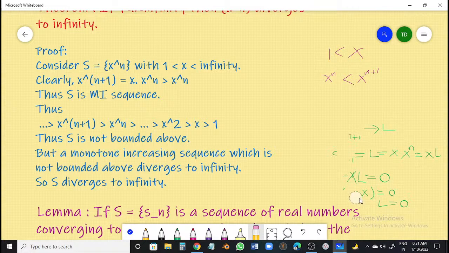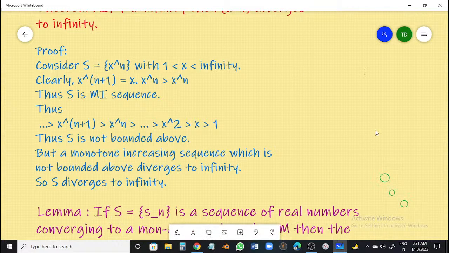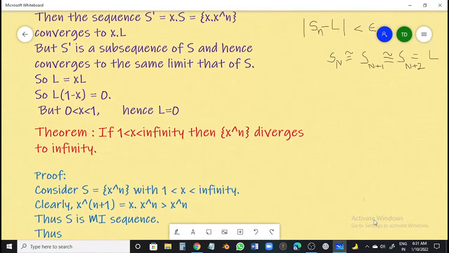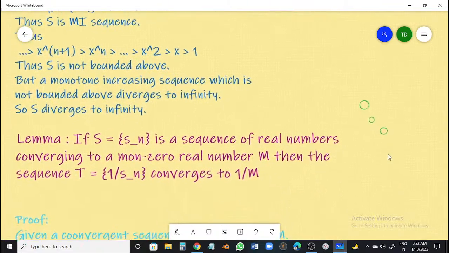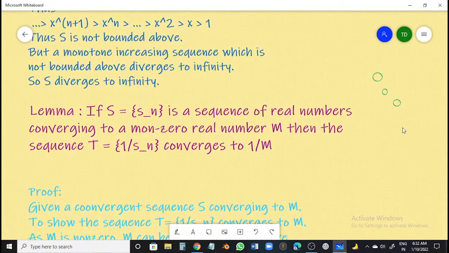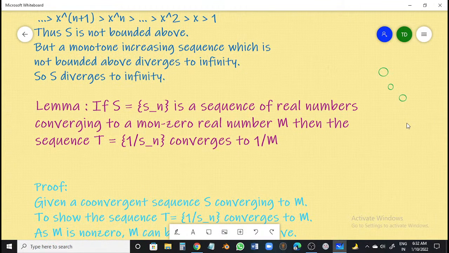So we got two kinds of results, very important results for us. If we are dealing with a sequence of powers of terms and the base x is a positive fraction, surely it goes to 0. But if the base is greater than 1, then the sequence diverges to infinity. So both the results are quite important. Now let us go for the next sequence.